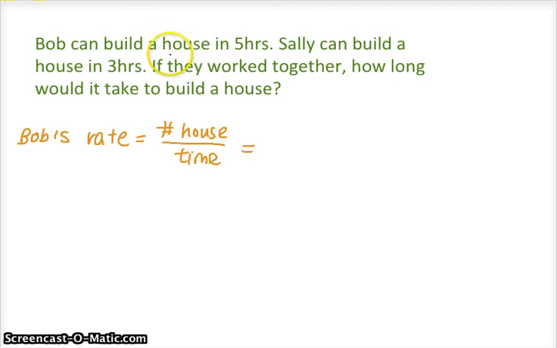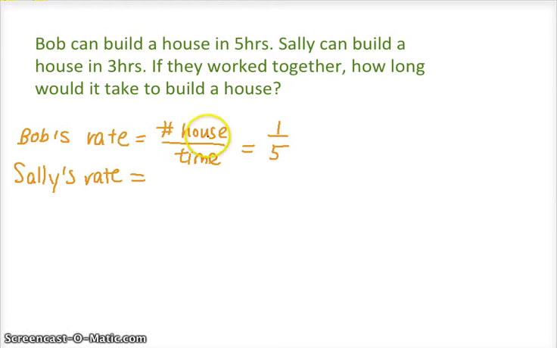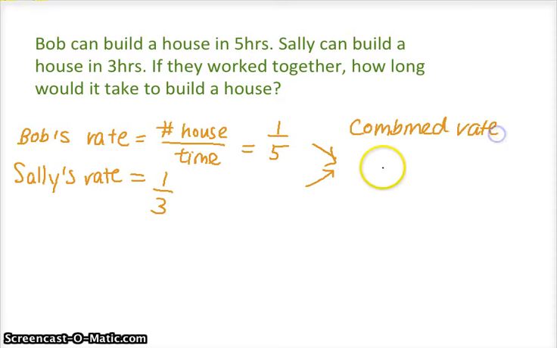So it said he can build a house in 5 hours, so he can build one house in 5 hours, so that's his rate. So now we're going to think about Sally's rate, which is the same thing as number of houses over time, and Sally can build a house in 3 hours, so one house in 3 hours. So their combined rate, if they work together, you're just going to add their rates, so 1 over 5 plus 1 over 3, right?